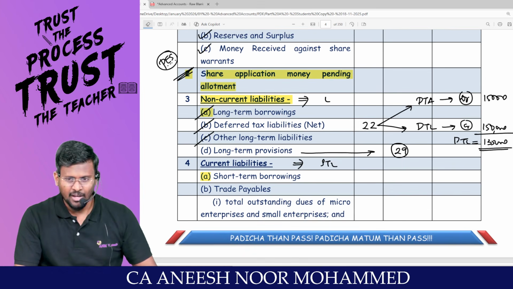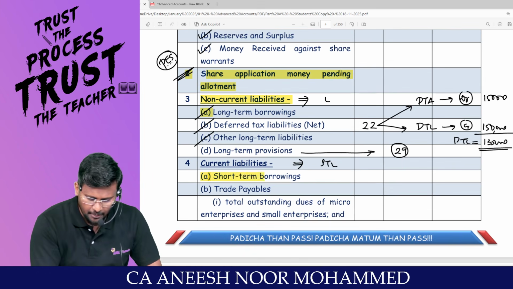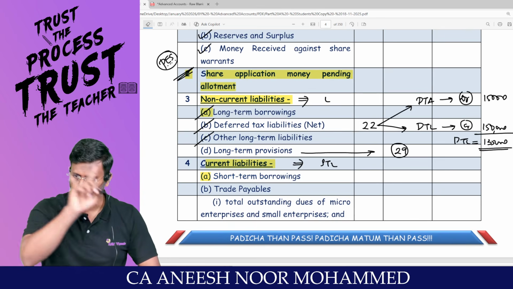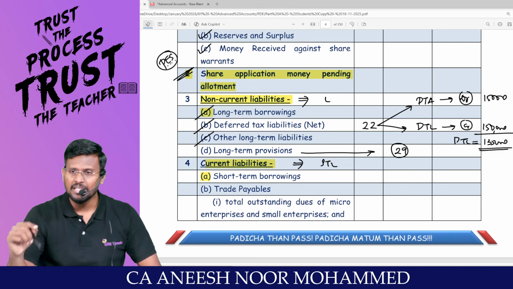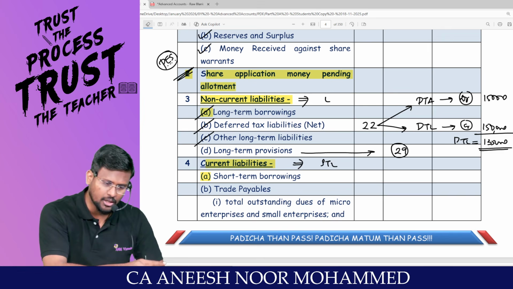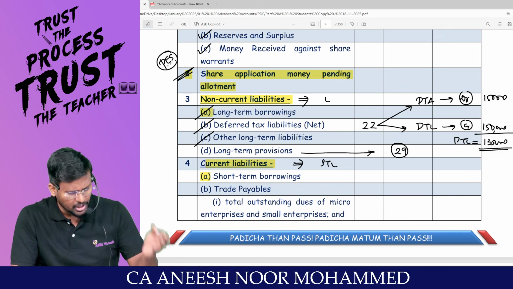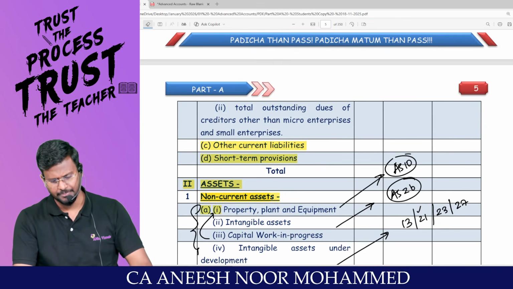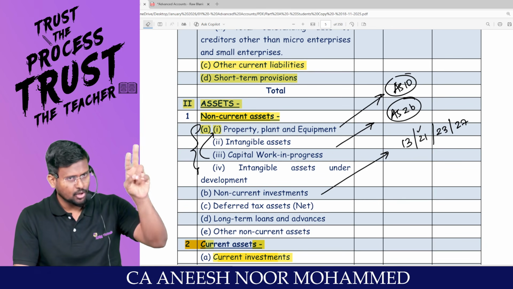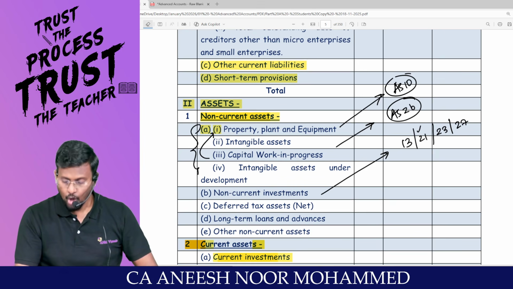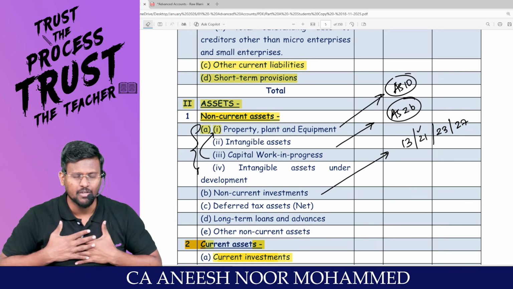Then non-current liabilities and current liabilities, which are A, B, C, D: long-term borrowing, short-term borrowing, deferred tax liability net, trade payable, other long-term liabilities, other short-term liabilities, long-term provision, short-term provisions. Are you all with me? Then, on the asset side, you have 2 things: non-current asset and current asset. Non-current asset means I am investing for long-term.